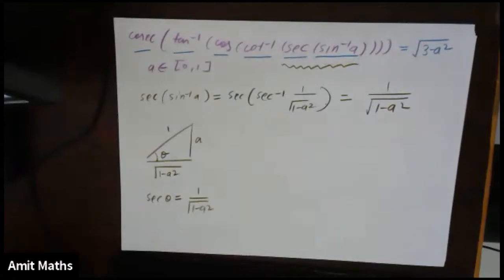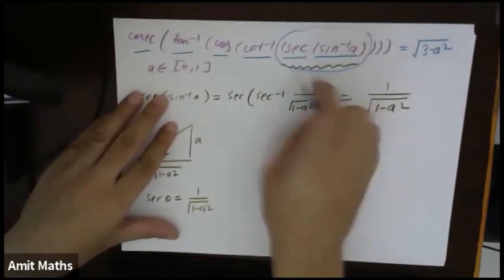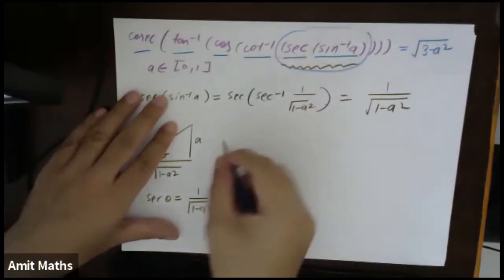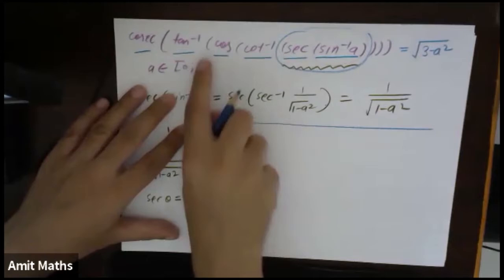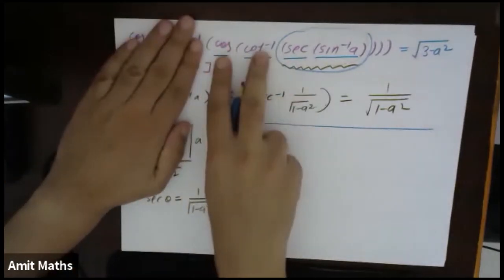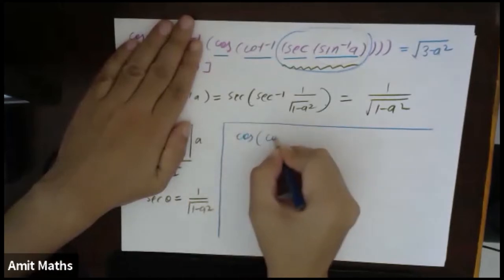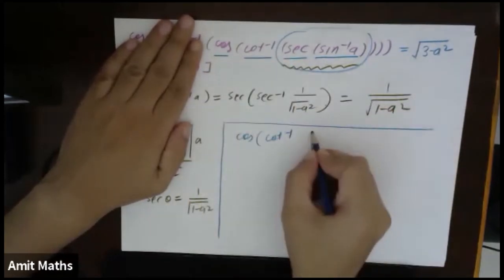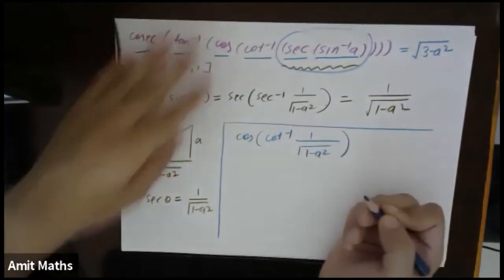So this whole thing I can remove and write simply root of 1 minus A square. So this part gets simplified. I'll write the question once again. So now you have to solve cosec, tan inverse, cos, cot inverse, right? So now I will take cos of cot inverse. I will take the second part now: cot inverse of 1 by under the root of 1 minus A square.